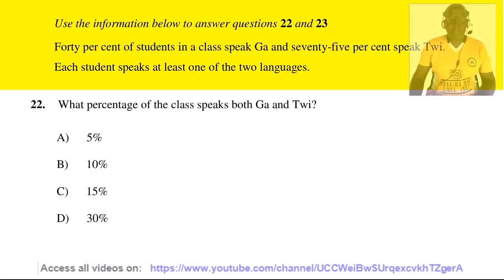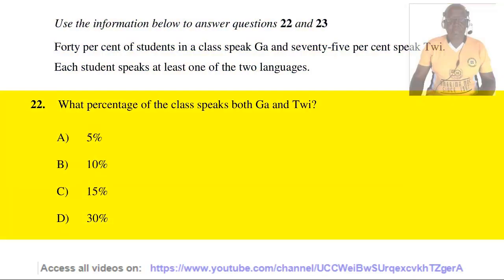Use the information below to answer questions 22 and 23. 40% of students in a class speak GA, and 70.5% speak JE. Each student speaks at least one of the two languages. Question 22. What percentage of the class speaks both GA and JE?